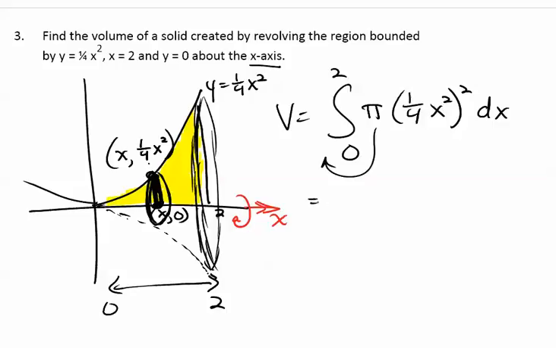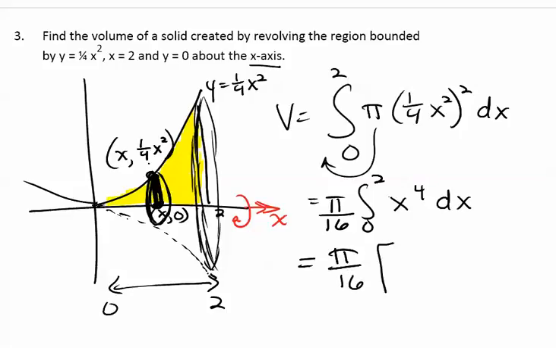And again, I'll bring the pi on the outside. So we will have 1/16. Could I bring that to the outside right away? Might be worth it, might not. x to the 4th would be the only thing left inside if I bring the 1/16 out of the integral.